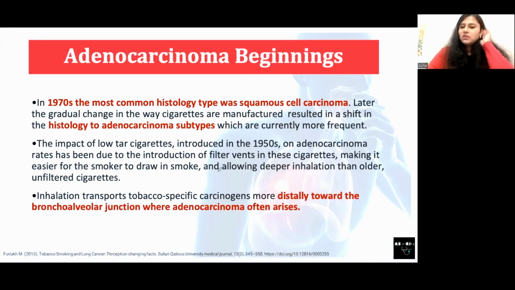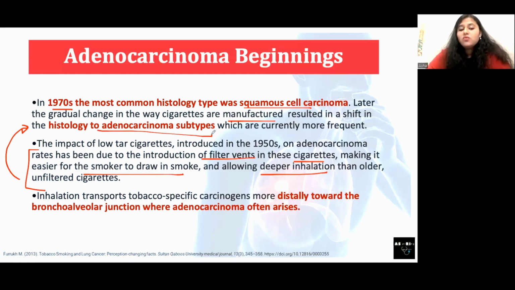Now the interesting history begins. Initially, in the 1970s, we actually used to have squamous cell carcinomas being the most common type. Now, what happened is these manufacturers decided to change the types of filters vented into these cigarettes, allowing the smokers to draw in smoke more, allowing deeper inhalations. But unfortunately, doing so, we started to see adenocarcinoma subtypes being exposed, and we started to have more of these cases compared to squamous cell. So with adenocarcinomas, the smoke is reaching more distally towards the bronchoalveolar junction, where adenocarcinoma starts to arise. So yes, the manufacturers changed the methods, but it also caused a new subtype to start appearing.